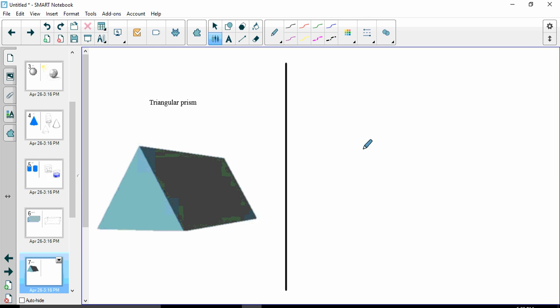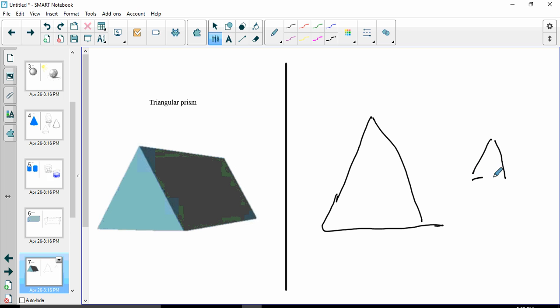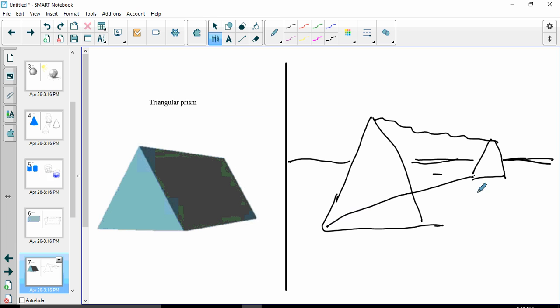All right, now the triangular prism. Basically, just draw a triangle. Then you draw another triangle far away, closest to the horizon line. This is my horizon line, and you connect the points. That's all.